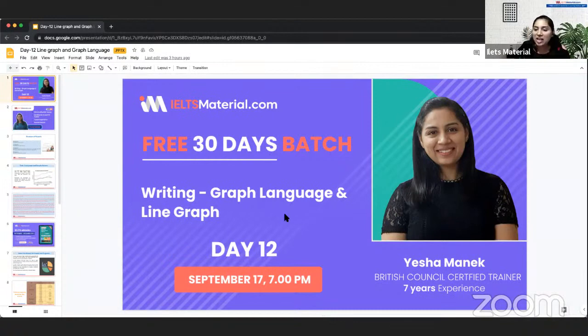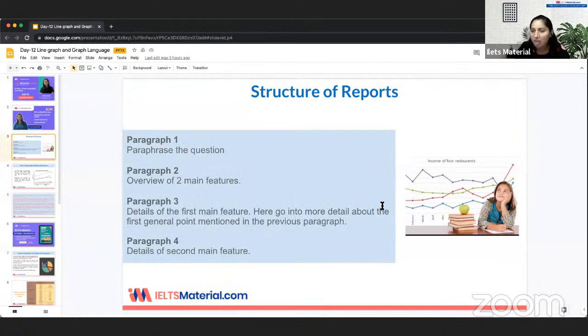Now, let's start today's class, where I am going to explain to you the structure of reports. So the structure of a report, you all know that it is going to be 4 paragraphs. Paragraph 1, the paraphrasing of the question. Paragraph 2, an overview of the graph that is given. Let's take 2 main features, maximum 2 main features. Paragraph 3 is going to be the detailed explanation of the first main feature. Paragraph 4, the details of the other features or the second main feature. Right? I'm closing the chat box, and we'll not be discussing anything now.